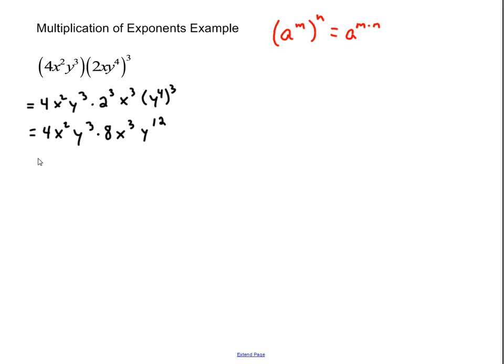Now we can use our addition rule for exponents. So we're going to take 4 times 8. We're going to multiply that result by x squared times x cubed. And we're going to multiply that result by y cubed times y to the 12th. By the associative property of multiplication, we can rearrange this multiplication here. And we're going to get 32 times x to the 2 plus 3, x to the 5th, times y to the 3rd, times y to the 12th, y to the 15th. This is as simplified as we can make this particular expression.